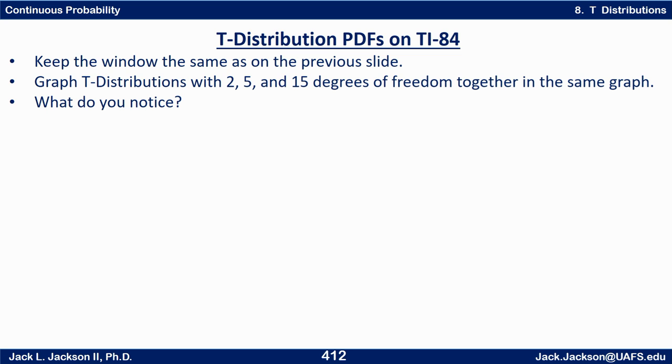So let's graph the t distributions with 2, 5, and 15 degrees of freedom together in the same graph. You can leave the window the same as you had it before, and see if you could go ahead and graph these three and tell them apart, kind of compare and contrast them. Why don't you see if you could do this yourself now? Press pause.